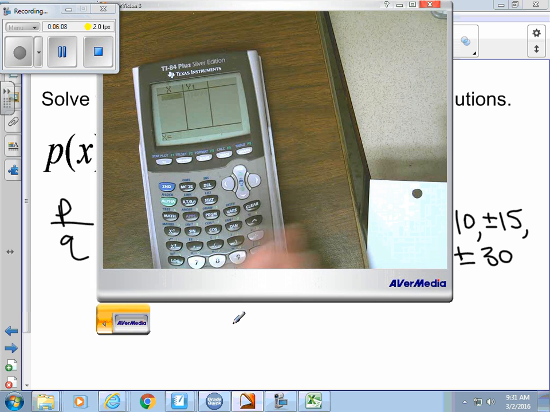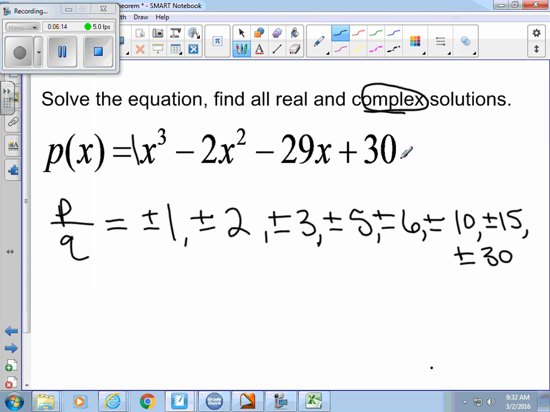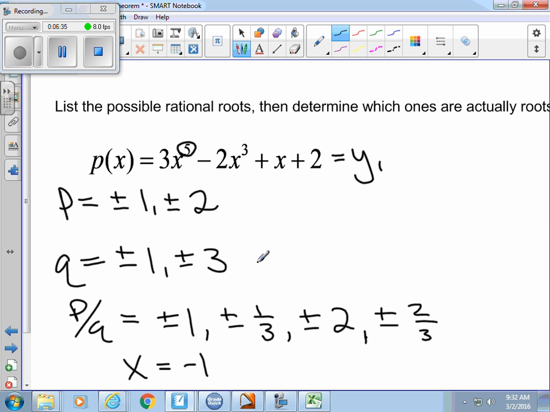Yes. The P's and Q's. The P's are factors of 30. The Q's are factors of 1. So I shortcut this one. Normally I'd make 2 lists and then divide. But what is anything divided by 1? It's the same number. So all I really needed were the factors of 30. On this one, you notice I didn't shortcut the list because I needed to divide. Does that make sense?